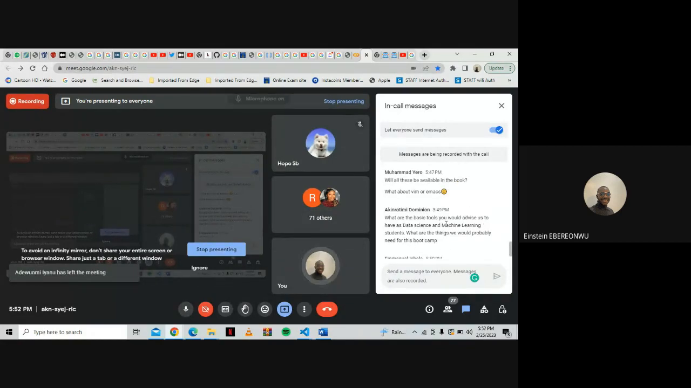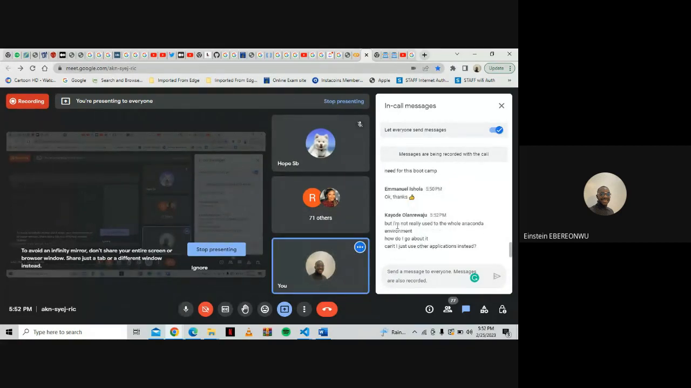If we don't have any other questions, but I'm really not used to this, I don't remember how I go about this. Can I just use other applications instead? When you say other applications, what exactly are you talking about? Are you talking about Visual Studio Code?